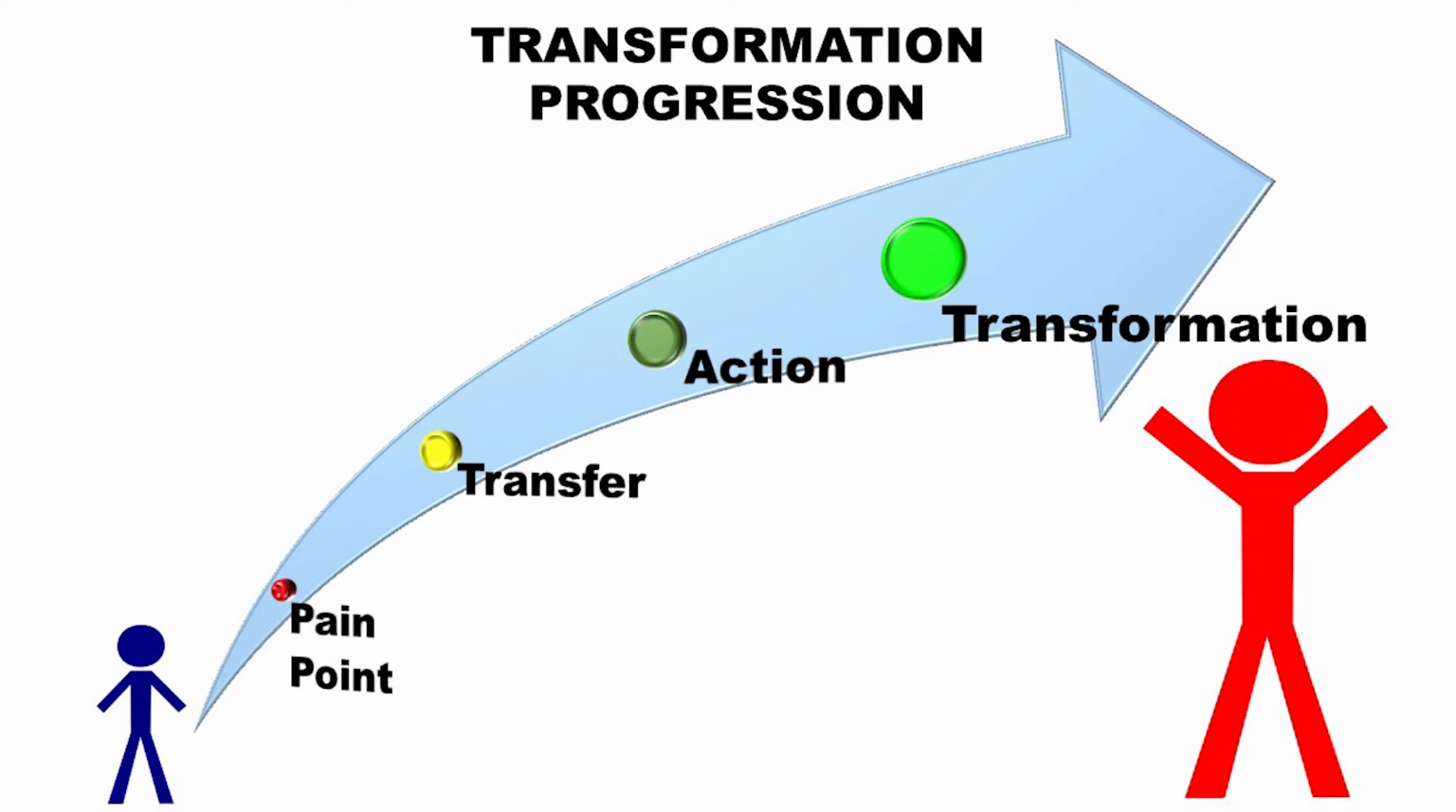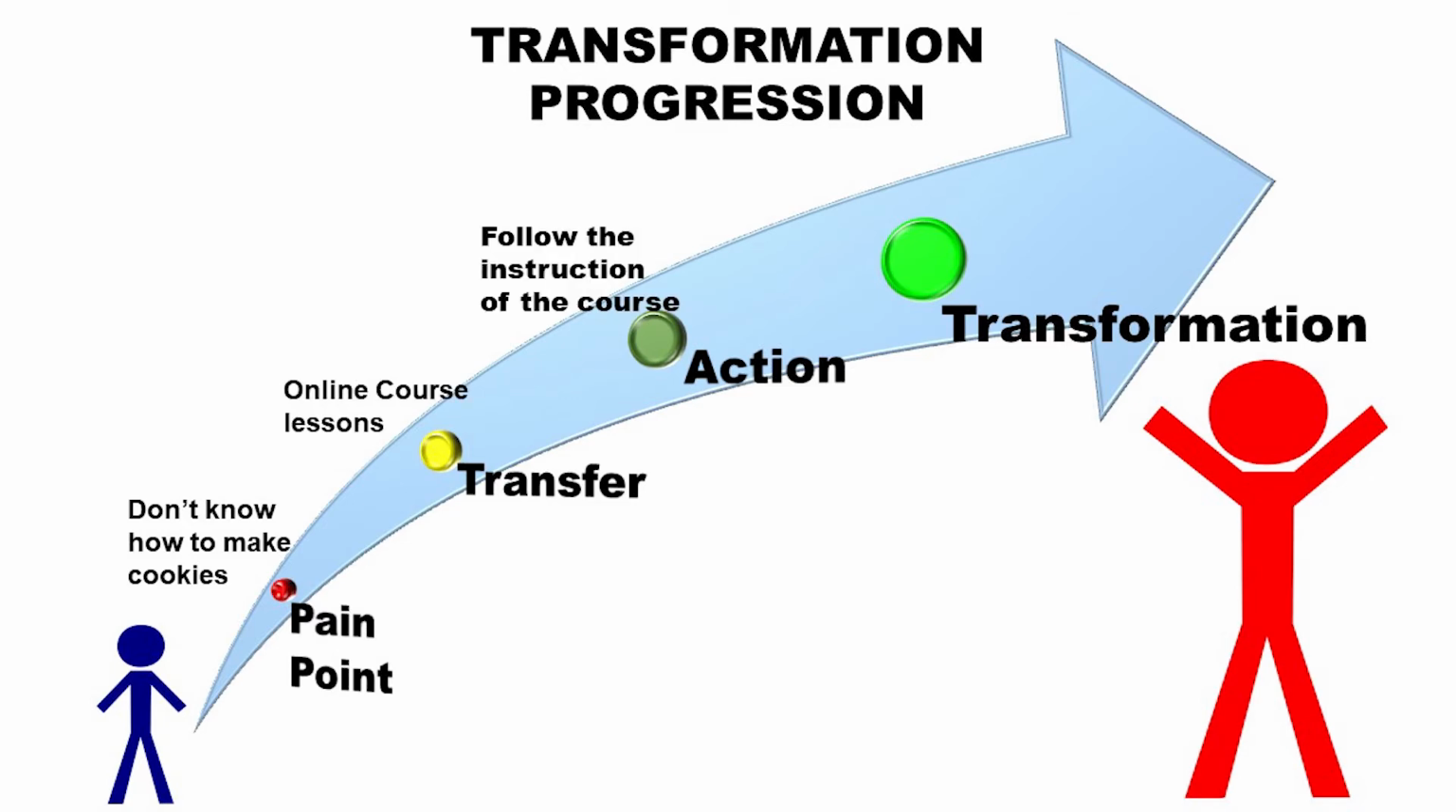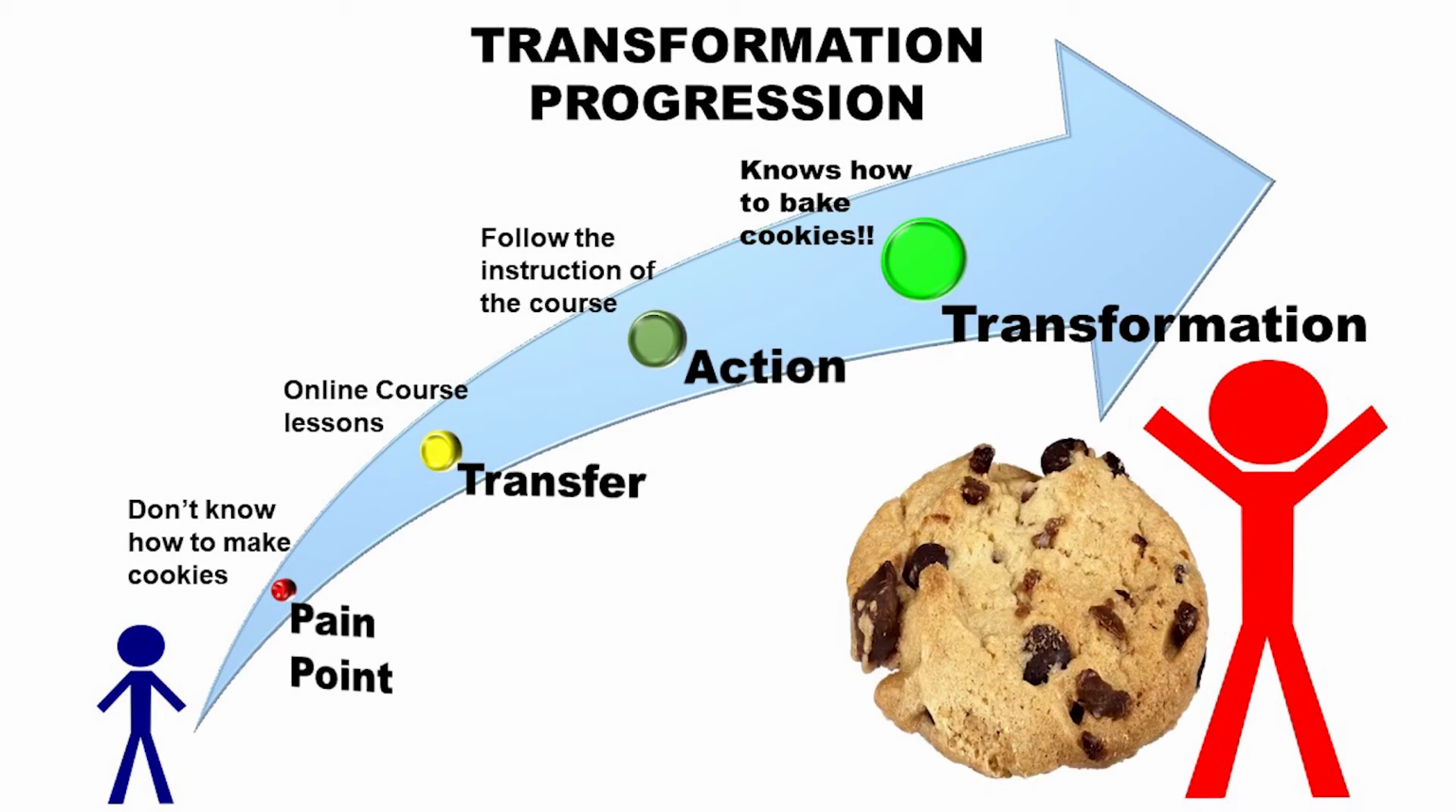Let's go back to our chocolate chip cookie example. Your student enrolls in the course to cure their pain point. The pain point is they don't know how to make cookies. So they enroll in your course and you give them the lessons and the recipe and any other tips you have. You transfer the information to them. Then they take action on that transfer. They follow the instructions of the course, the recipe, and the tips that you've given them. And then at the end of the process, the transformation has occurred and they know how to bake chocolate chip cookies. Yum. Creating transformations is what separates successful course creators from the rest.